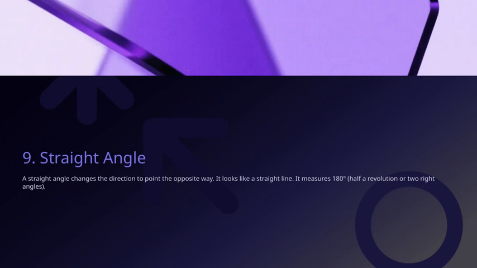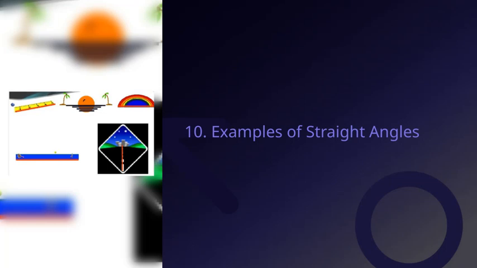It's a fundamental building block in understanding more complex geometric shapes and angles. Now, let's look at some examples of straight angles. A straight angle is exactly 180 degrees, which means it forms a straight line.